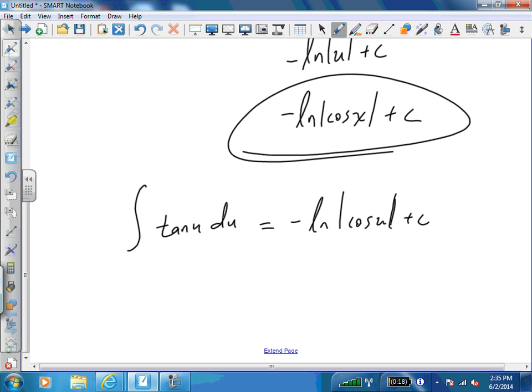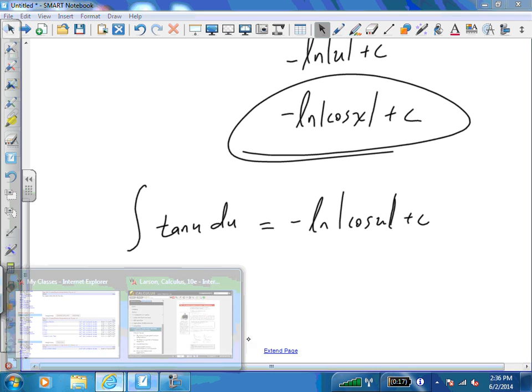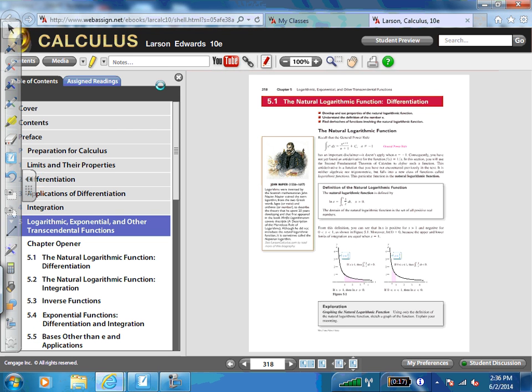So we had all the derivative rules for the trig functions, but up until this section, we didn't have an integration rule for tangent, cotangent, cosecant, or secant. So now we have those in this section. I won't write all of those out. Those are on page 333.